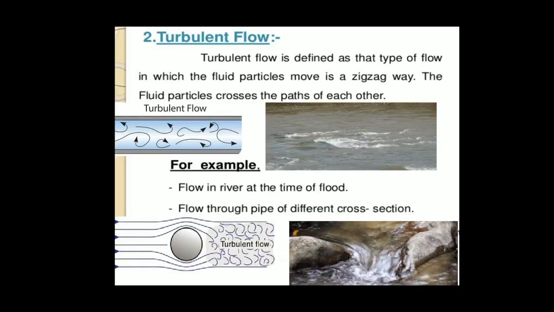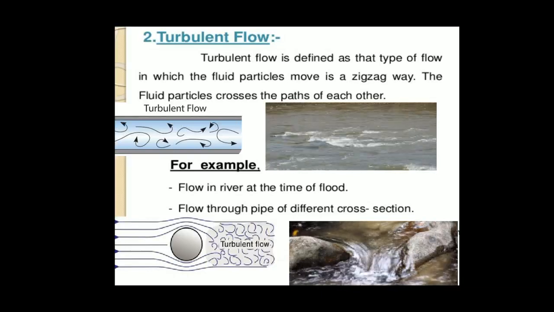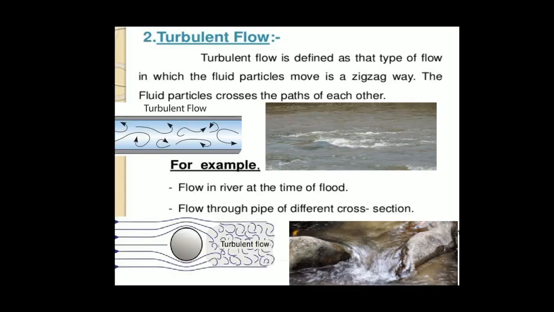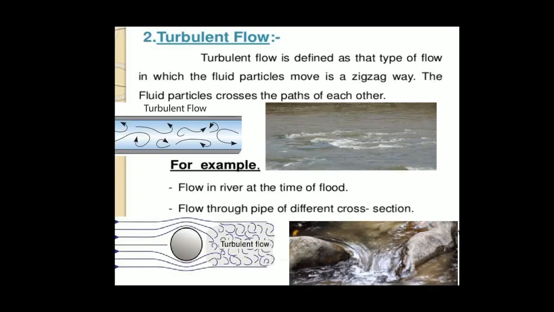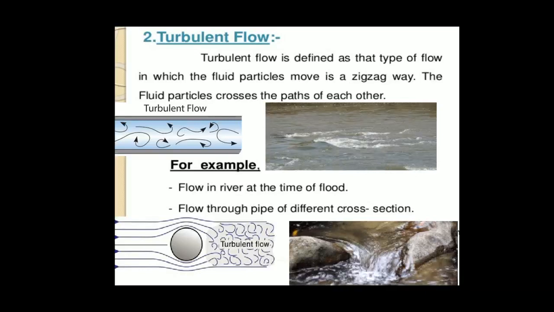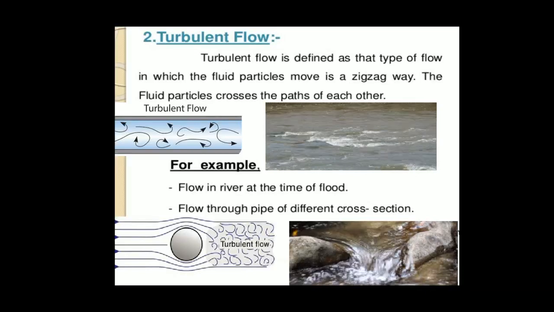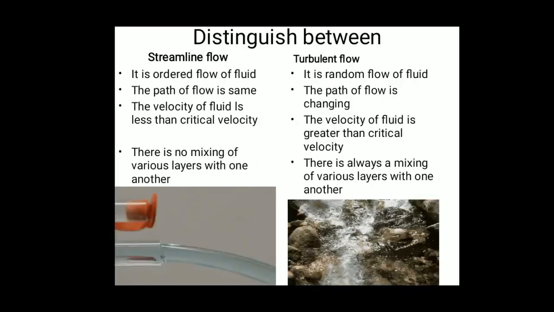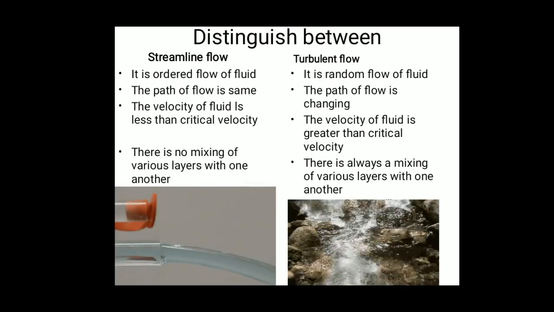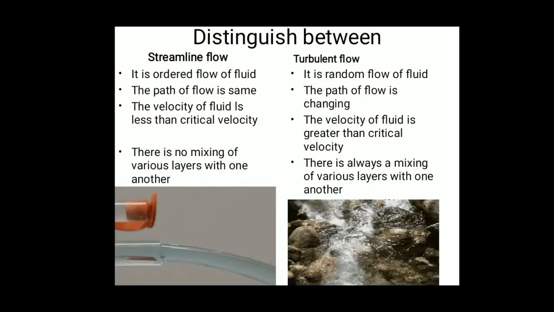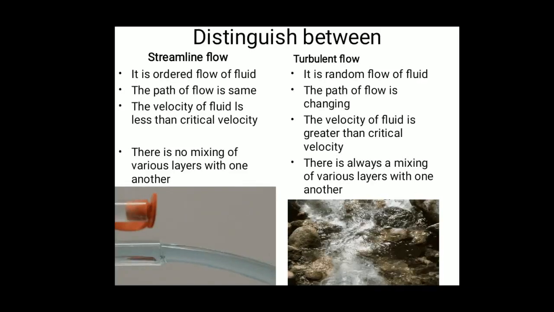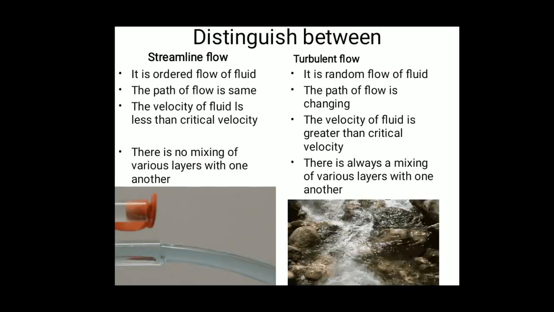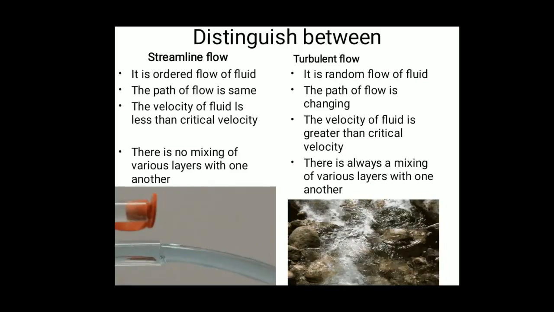Examples of turbulent flow of fluid are the flow of water in a river, waterfalls, cyclones, tsunami, etc. All these are examples of turbulent flow of fluid. And the flow of fluid through a pipe of different cross section is also an example of turbulent flow. Now let us see the differences between streamline flow and turbulent flow. Till now we have discussed the two types of flow of fluids, streamline flow and turbulent flow, and what critical speed is.